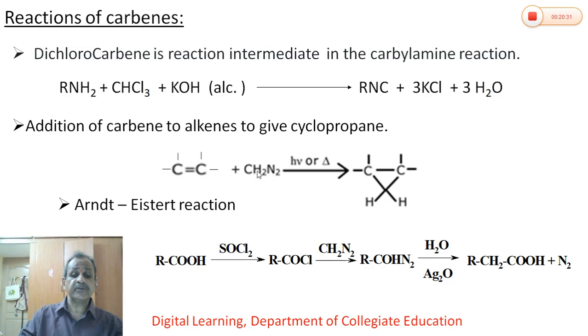If there are substituents on the carbon here, there are 2 hydrogen atoms. If there are substituents, then we get a substituted cyclopropane.